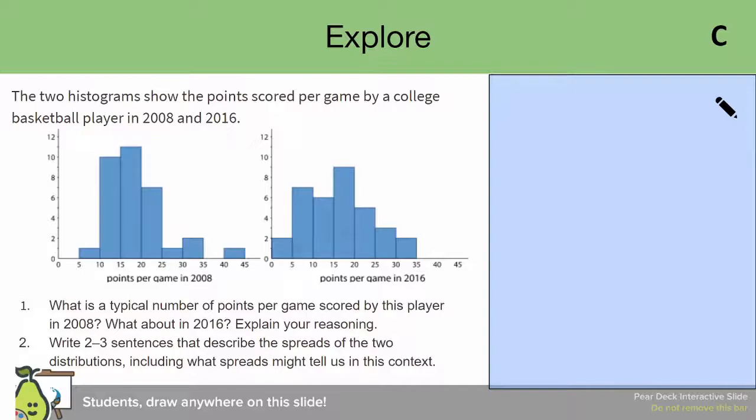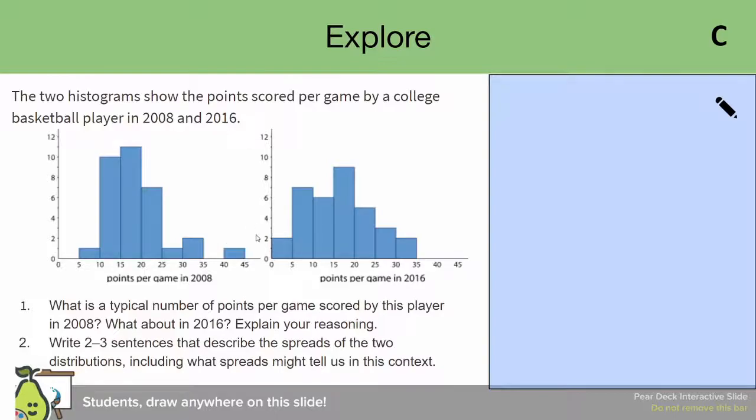2016. Some of the things that you might have wondered is, what does the x-axis represent and what does the y-axis represent? In this particular case, for both of these histograms, the x-axis represents the points per game, specifically in 2016. That's for this histogram. But for the histogram on the left, it says points per game in 2008. Okay, so with that said, what does the y-axis represent? Please pause the video and let me know.